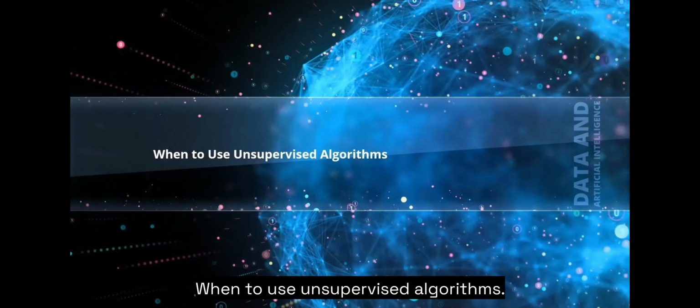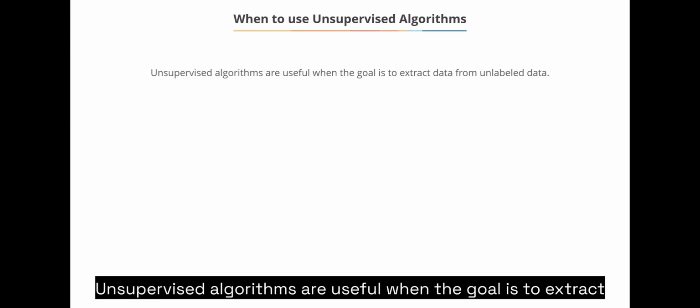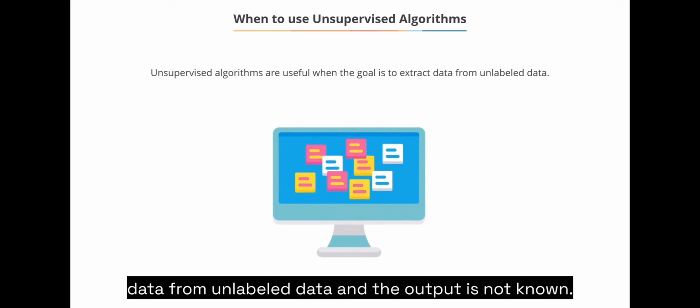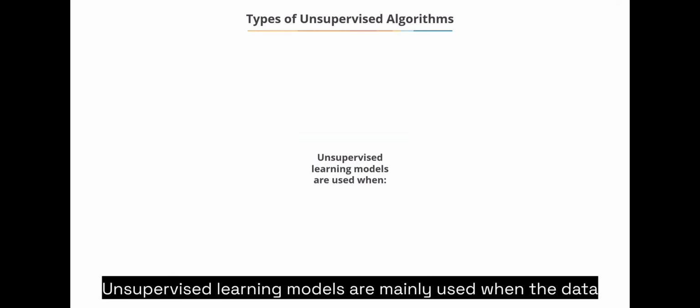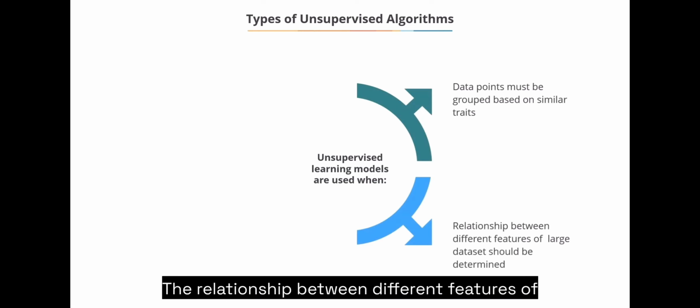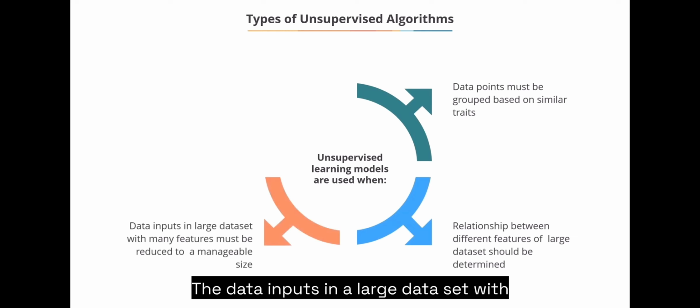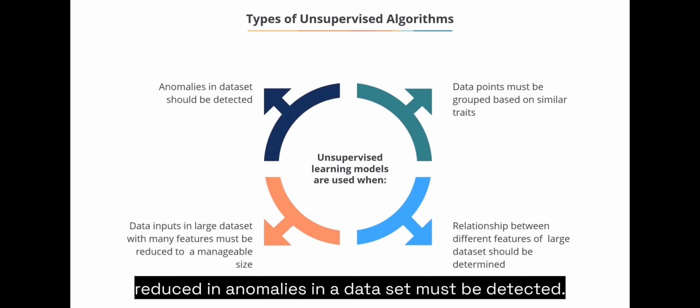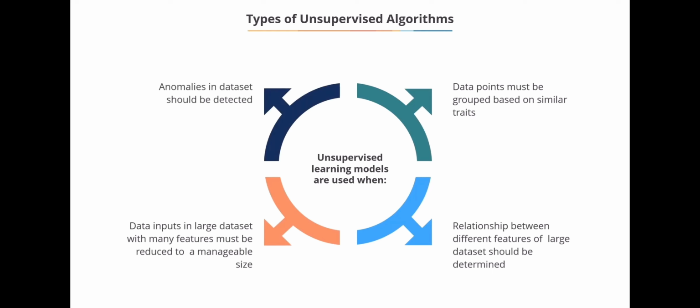When to use unsupervised algorithms? Unsupervised algorithms are useful when the goal is to extract data from unlabeled data and the output is not known. Unsupervised learning models are mainly used when the data points must be grouped based on similar traits, the relationship between different features of a large data set must be determined, the data inputs in a large data set with many features must be reduced to a manageable size, that is, the dimensionality of the input data must be reduced, and anomalies in a data set must be detected.